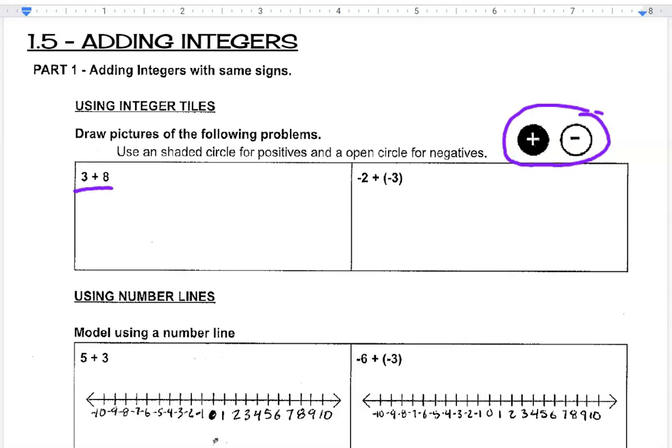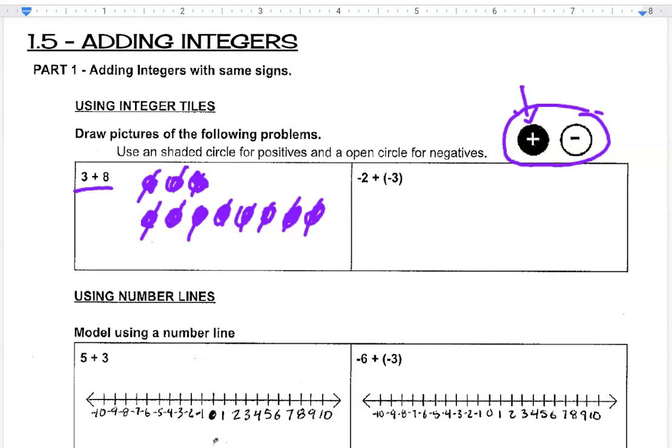So 3 plus 8, we're going to start by drawing 3 closed circles for those 3. So 3 positives. Then we're going to add to that 8 more positive circles. So 8 more closed circles. And then we just have to count up how many circles we have. So we have 1, 2, 3, 4, 5, 6, 7, 8, 9, 10, 11. And there are 11 positive circles. So our answer is positive 11.